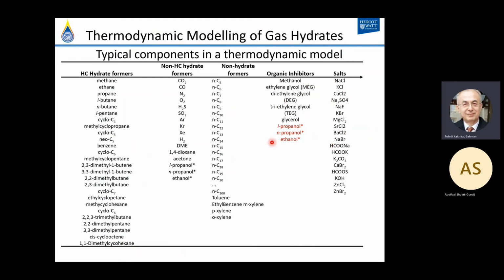And these are the components that are in the program, and I'm sure now there are a lot more. This is hydrate former. It is non-hydrocarbon hydrate former. These are non-hydrate formers. This is organic inhibitor. Our results show that isopropanol, normal propanol, and ethanol take part in hydrate formation. So they are not 100% inhibitors. And we have salt here as well.